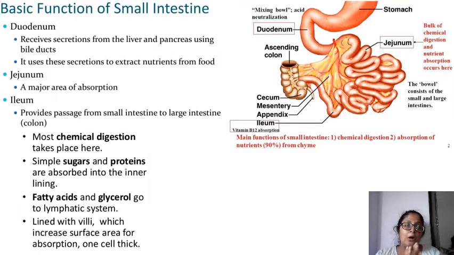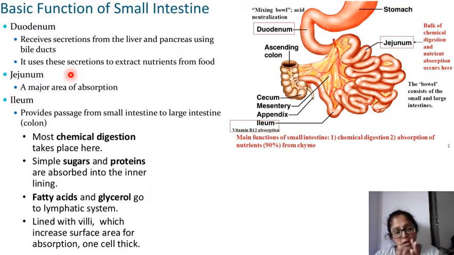We will discuss the different functions structure-wise. First, all the food material from the stomach comes to the duodenum. It also receives secretions from the liver and pancreas through the bile ducts, and uses these secretions to extract nutrients from the food. Then it passes the food on to the jejunum, which is the major site for absorption.